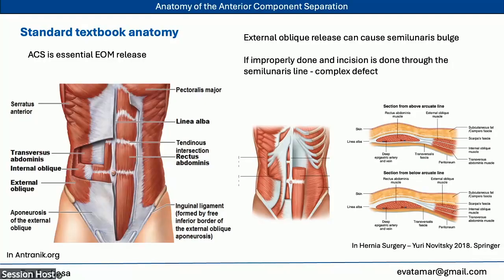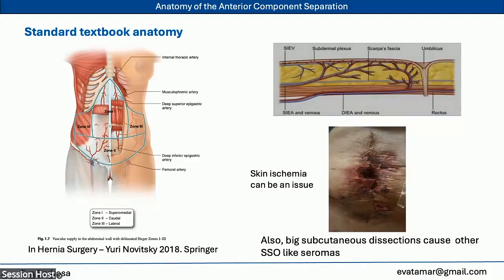But then again, as has been shown now, the semilunar line has changed a lot in what we perceive of it. So it's nearly impossible to make such a mistake in anterior component separation. You can see bulges there, more like rectus abdominis bulge and bulging in the semilunar part, but that's not so frequent.